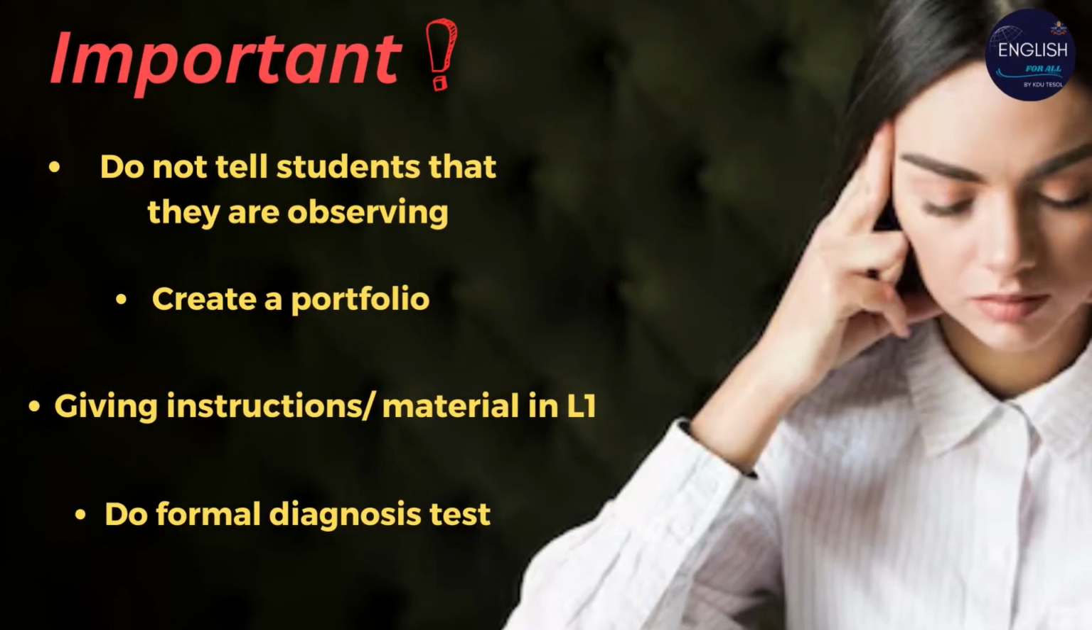These are some important tips you need to consider. When you are observing learners in your classroom, do not tell them that they are being observed because they may feel uncomfortable. You can create a portfolio to record each learner's strengths and weaknesses. And when you are doing activities, give instructions and material in their first language. Do not declare that a student has dyslexia without doing proper diagnostic tests.